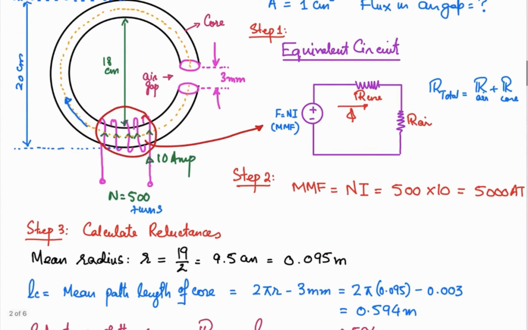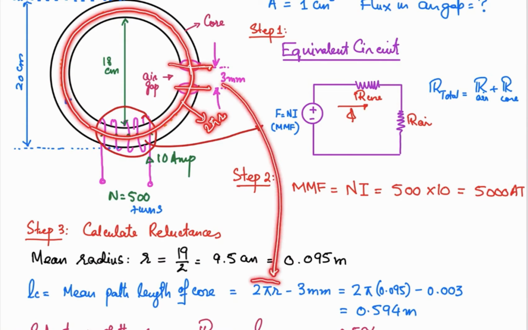To work out the reluctance, we need to look at the lengths of these materials. As we already discussed, the average diameter is 19 centimeters, and the average radius is 9.5 centimeters, that is 0.095 meter. What will be the length of this path? This is the circular one, so the circumference, 2 pi r, will give you the average length, the mean length, and out of that you will have to subtract the air gap to find the length of the core. So you can see 2 pi r, that's the circumference, minus 3 mm, that is the length of the air gap. Subtracting this, you will get the length of the core, and that is 0.594 meter.